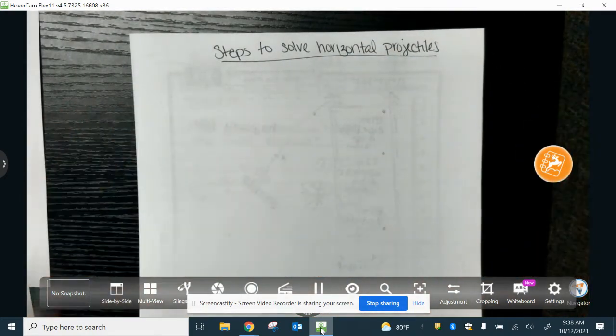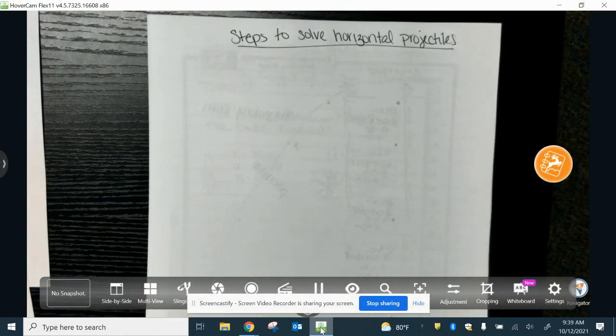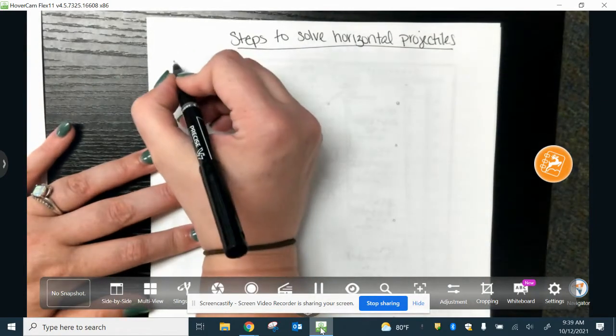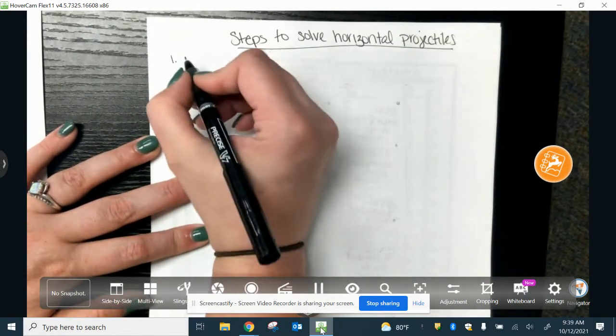You should have some time after quiz. All right, so steps to solve horizontal projectiles. We're going to break these down in steps so that you know exactly what to do. First step.